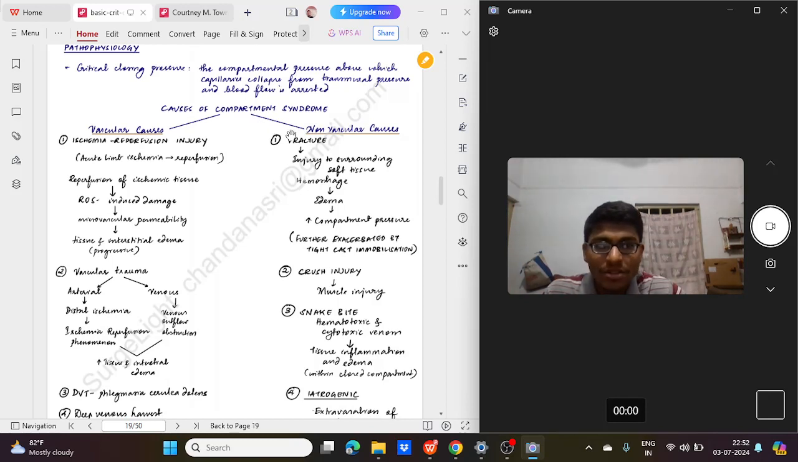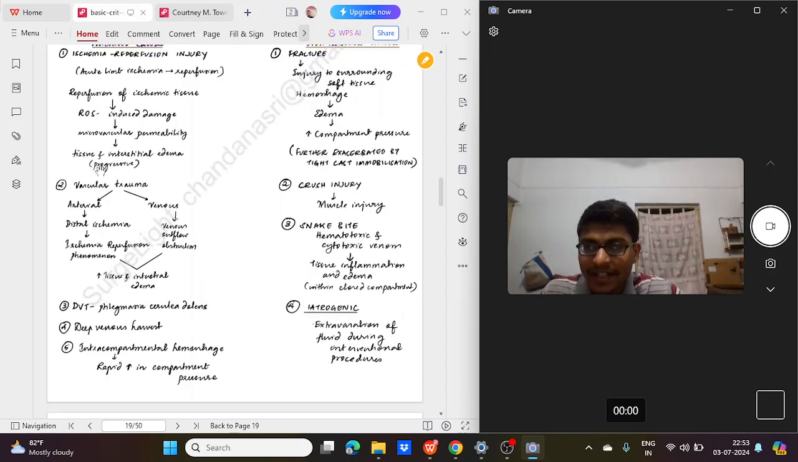It could be vascular cause, it could be non-vascular cause. So first of all, there is ischemia, okay, due to vascular injury resulting in ischemia reperfusion injury, and it is commonly seen in acute limb ischemia. The pathophysiology involved is there is reperfusion of the ischemic tissue resulting in reactive oxygen species induced damage, followed by increased microvascular permeability and resulting in tissue and interstitial edema, which is progressive.